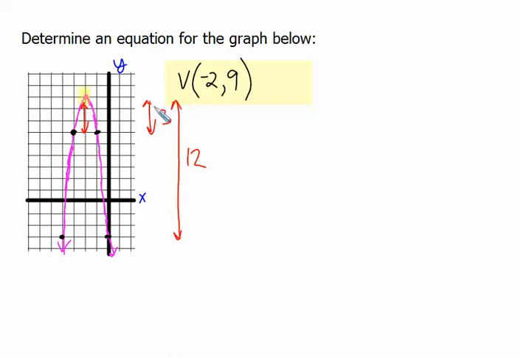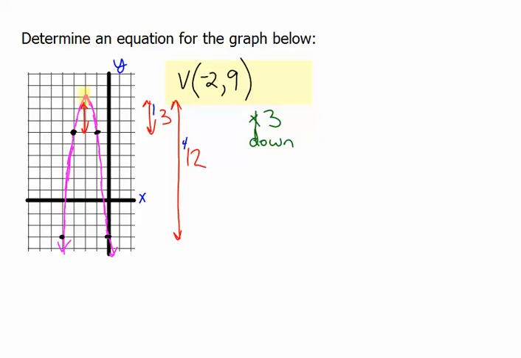Ordinarily, it goes up and down 1, up and down 4. So we have a multiply by 3 happening in this problem. So note what we have. Here's our vertex, or the center point. It's multiplied by 3 and it's going down.